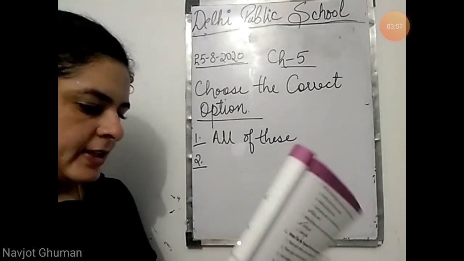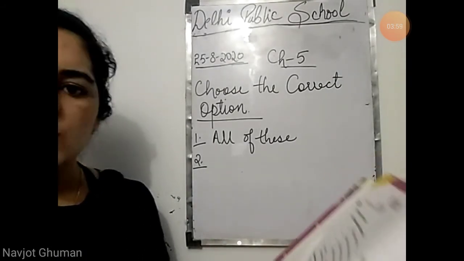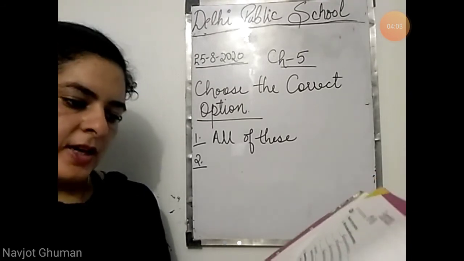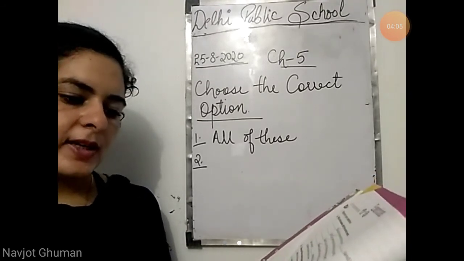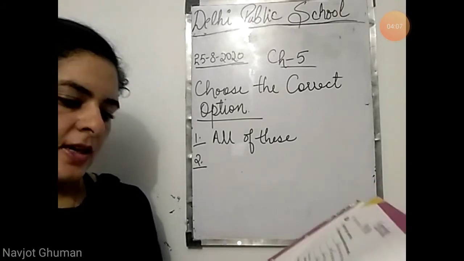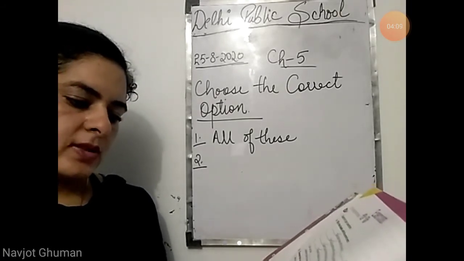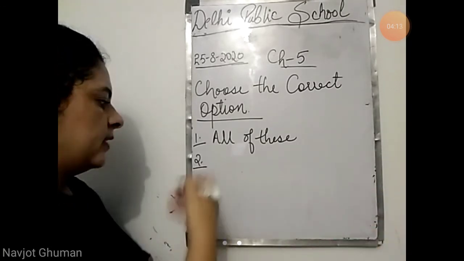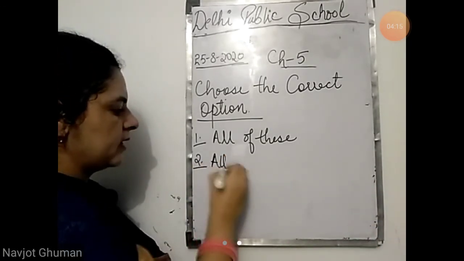Next, which of these refers to loamy soil? It is the best for growing plants? Yes, it is best. It contains equal portions of sand, clay and silt? Yes, it contains. It allows water to pass through easily? Yes, it allows. D is all of these, that is correct, because all the options are correct.